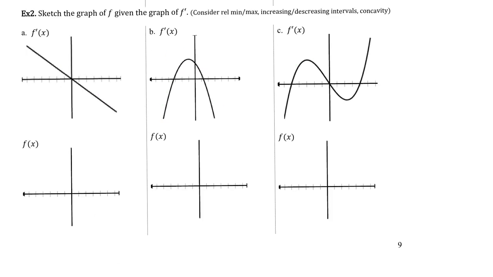Okay, now we're going in the opposite direction. They're going to give us f prime. We're going to graph f. When we do this, we cannot get a very exact graph. We don't know the location. We can only get some key points of it correct. So we're going to consider relative minimum or maximum, increasing, decreasing intervals, and concavity.